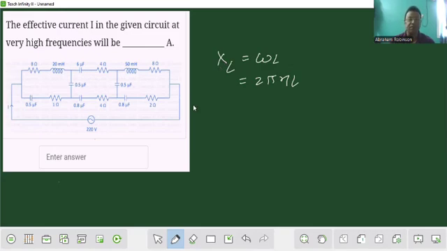inductor. Similarly, if I consider a capacitor, then the capacitive reactance is given as 1 by omega C, or simply 1 by 2 pi N C, where N is the frequency. When the frequency increases, the capacitive reactance decreases. That would mean the current can flow through it. So at very high frequencies, it simply allows the current to flow through it. So you can see that the current will flow through this part.